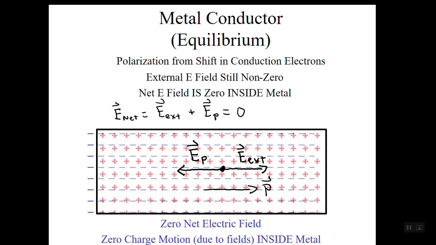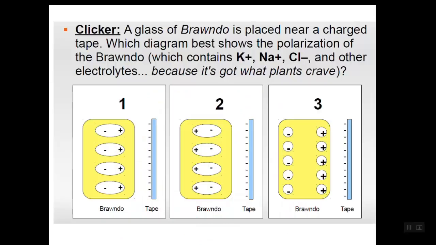The conductor has a dipole moment, P, that remains steady as long as the applied electric field remains turned on and steady. Let's try to answer two questions about polarization. A glass of Brawndo, an ionic solution, is placed near a charged tape. Which diagram best shows the polarization of the Brawndo? Pause the video here and try to answer the question before continuing.